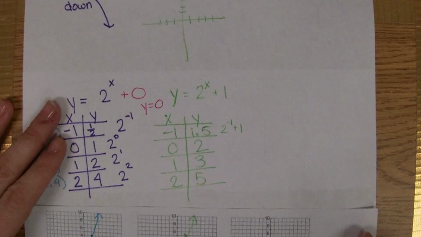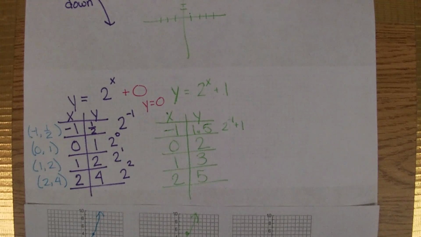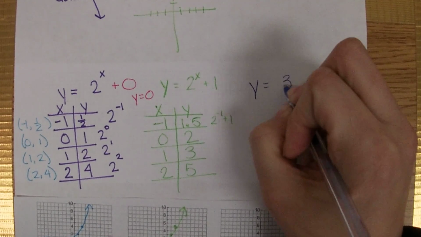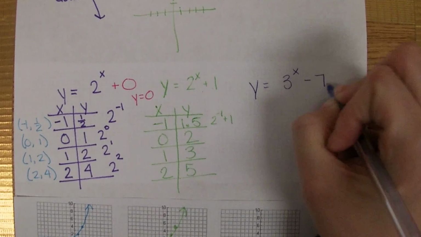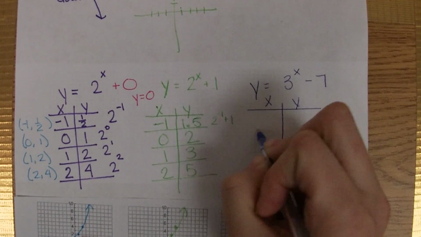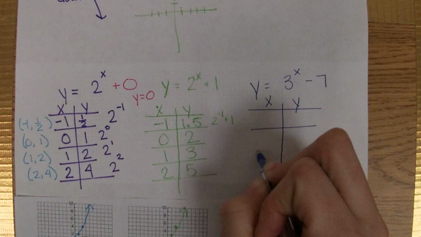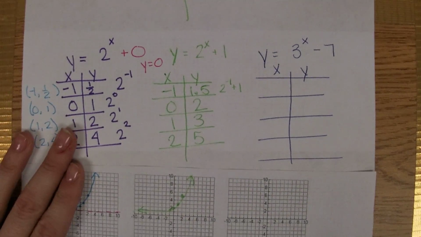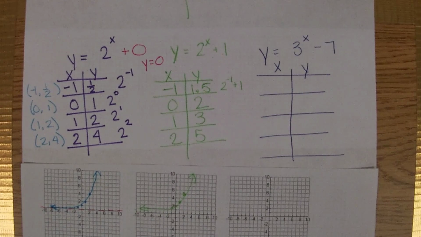Okay. So then we can have all sorts of different things happening when we're graphing. It's still the same concept. We're still going to just plug and chug and see what we get. So maybe we have something like y equals 3 to the x minus 7. Again, we'll make a table to get some good points to plot.